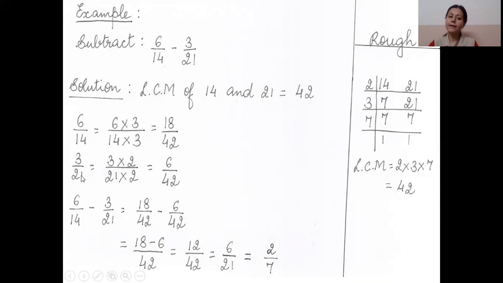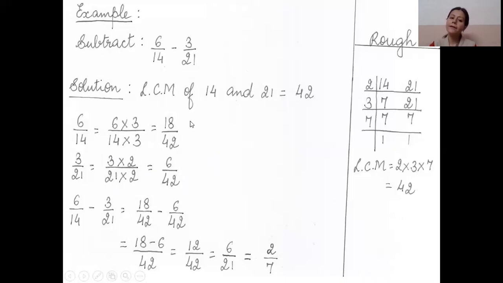Next fraction is 3 upon 21. Now 21 ones are 21 and 21 twos is 42. We have to make the denominator equal to the LCM. 21 into 2 is 42. The number with which we multiply the denominator, the same number we have to multiply the numerator also, children. So 21 twos are 42. So multiply 3 also with 2. 3 twos is 6. So 3 upon 21 is equal to 6 upon 42.